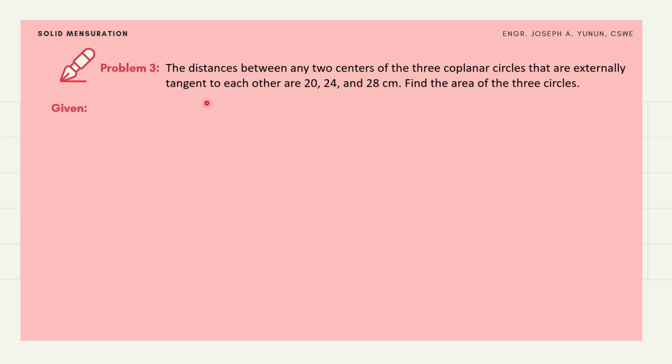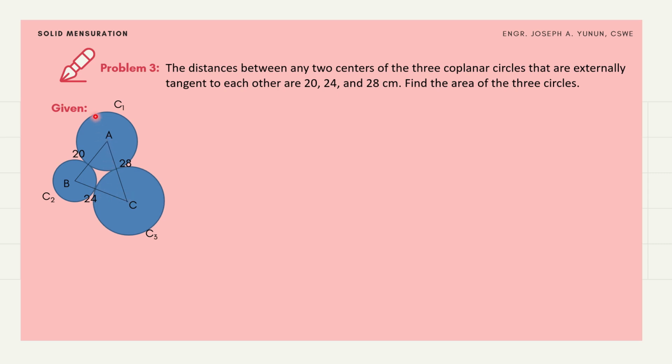So based on the given, you could draw three circles, externally tangent, and then you have the centers, with distances between them of 20, 24, and 28. So just draw that one. Okay, you can get this possible figure. So there are three circles: circle 1, which is C1, circle 2, and then circle 3. And then their centers are denoted as A, B, and then C.